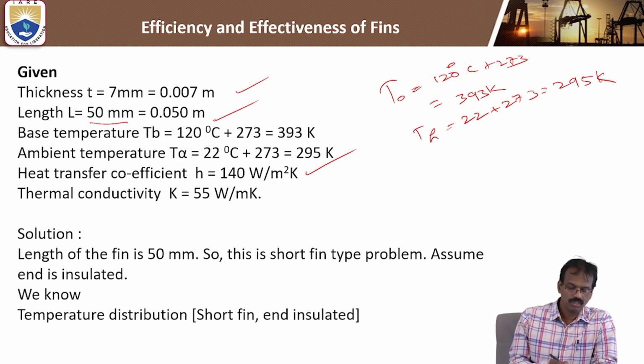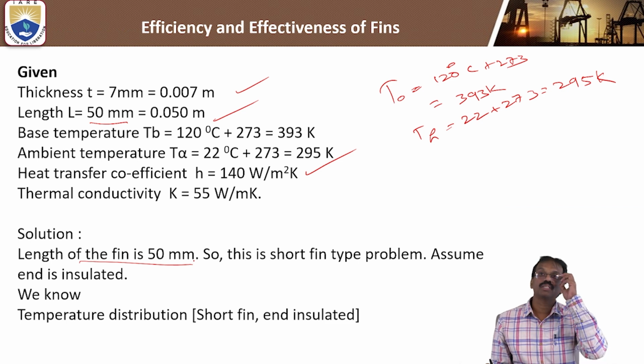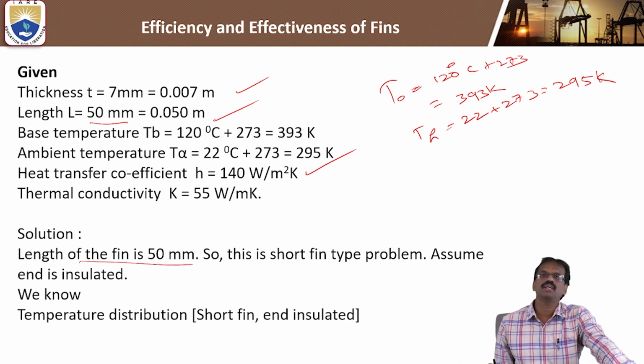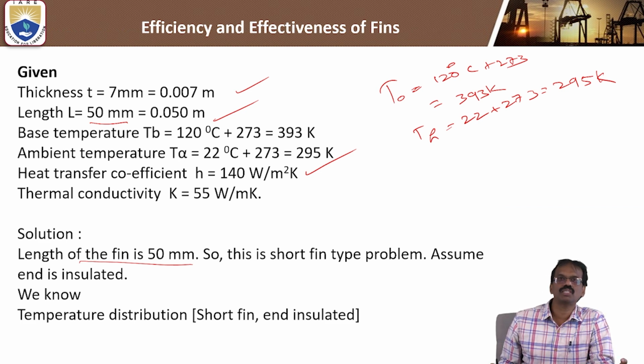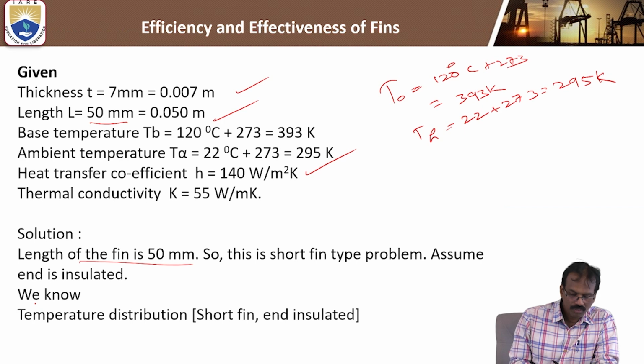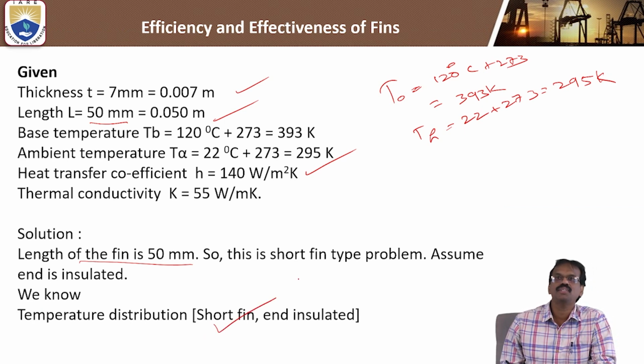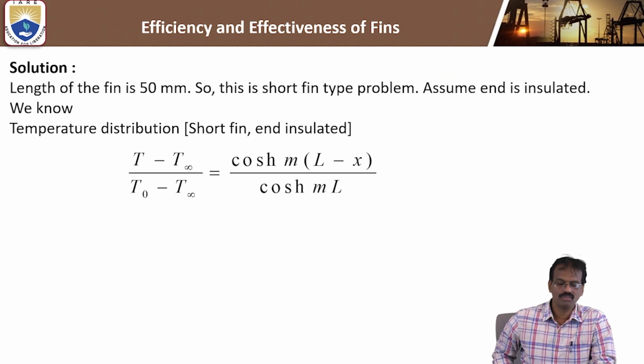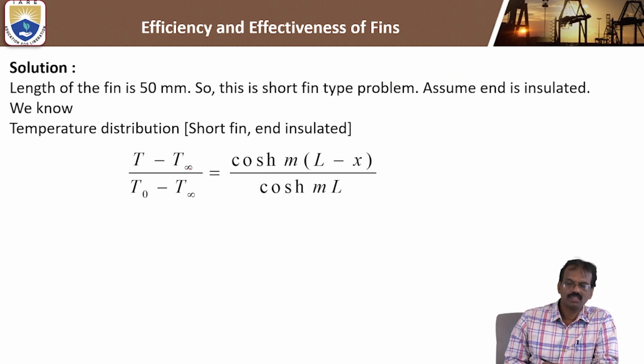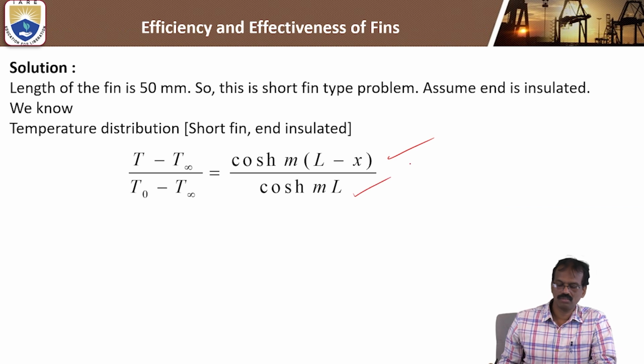Okay. So the length is 50 mm, which means we can consider it a short pin. So short pin means insulated end pin. So we have to use the formulas related to the insulated end pin. Okay. So we know the temperature distribution in a short pin, or insulated end pin. The temperature distribution formula, you know this one: (T minus T infinity) by (T naught minus T infinity) is equal to cosh m(L minus x) by cosh mL.